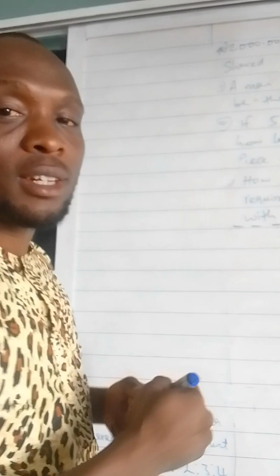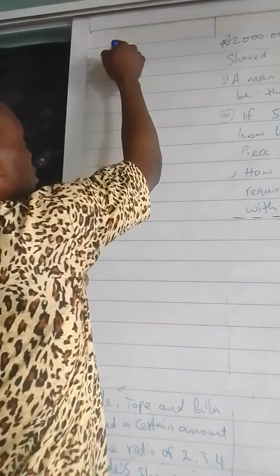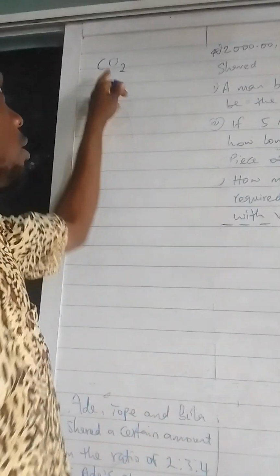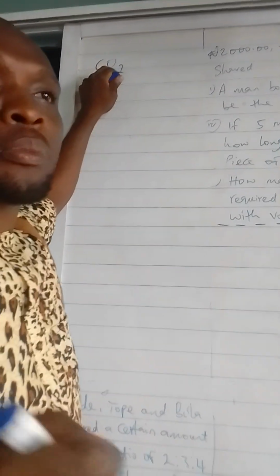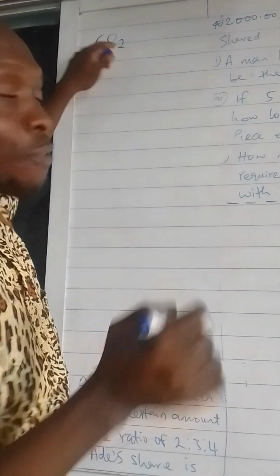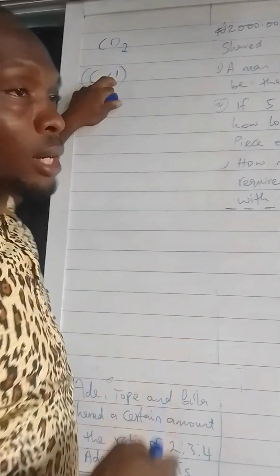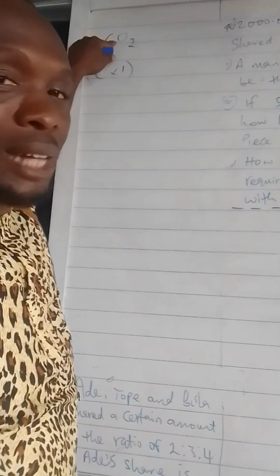Assuming you are asked to find the oxidation number of carbon in CO2. In CO2, oxygen usually has a constant oxidation number of -2. So we have C times 1. This 1 is as a result of the invisible 1 down here.